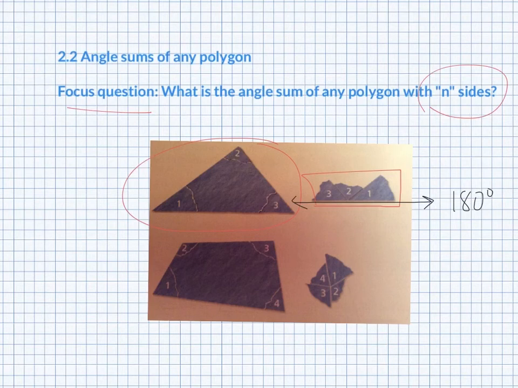The figure on the bottom, our quadrilateral, we also know is irregular. And because it's irregular, we wanted to test the same idea. So by tearing each of the angles off of the corner and putting the four angles together, we noticed that the four angles add up to a full circle, which makes 360 degrees.